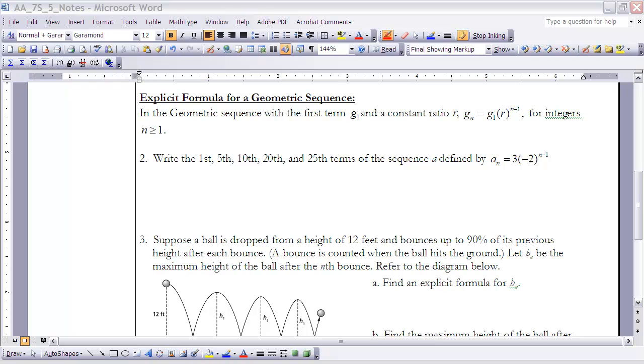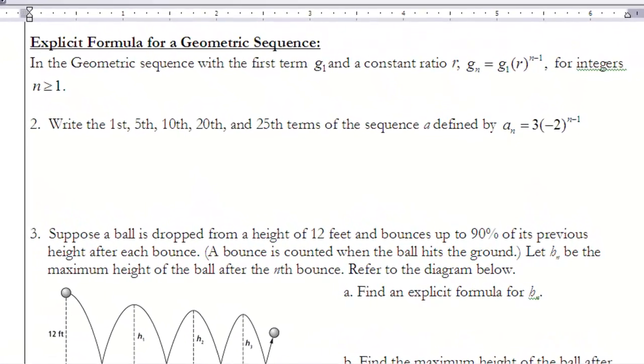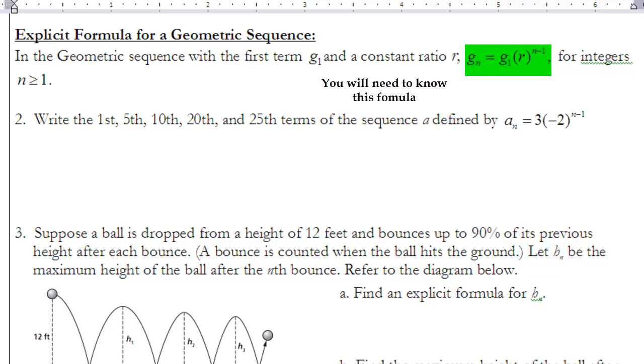So just like with arithmetic sequences, we can generate geometric sequences both recursively and explicitly. So the next thing that we have here is the explicit formula for a geometric sequence. It says in a geometric sequence with the first term, g sub 1, and a constant ratio of r, each additional term, g sub n, is equal to the first term times whatever that constant ratio is raised to the n minus 1 power, for integers n greater than or equal to 1.